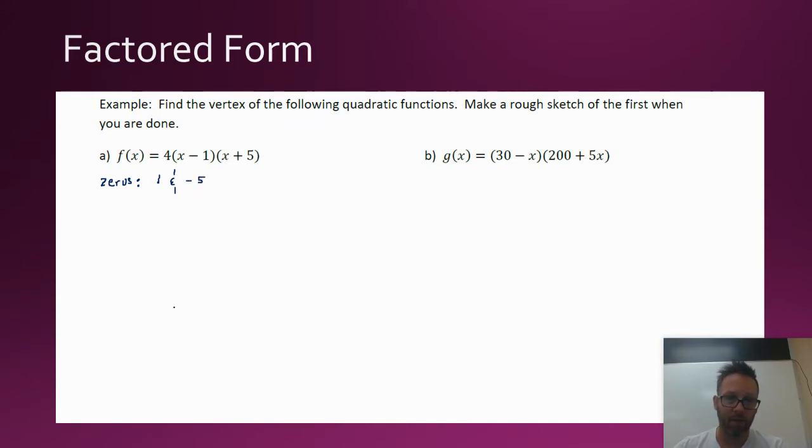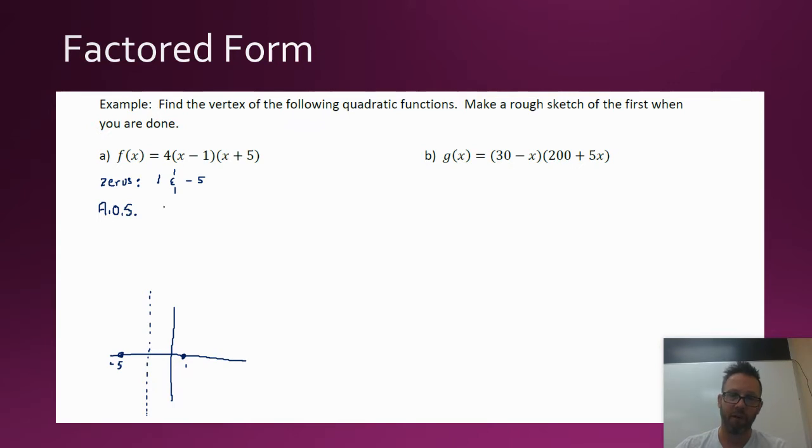Now, I asked you guys to make a sketch of this one. So why don't we just make a sketch as we go? I know that the zeros for this function are at positive 1 and negative 5. Our goal is to find the vertex. For any parabola, you know where the vertex is in relation to the x-intercepts. Because parabolas are symmetric, the vertex will be halfway between them along the axis of symmetry. Well, where is the axis of symmetry? I'll do short form AOS for that.